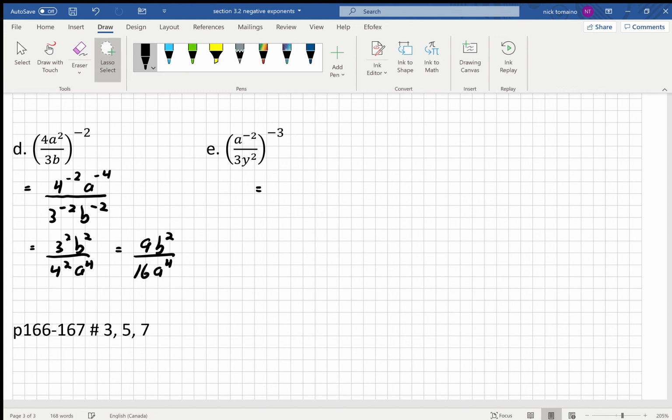And last one for today. Again, we're going to apply it. So we have a to the 6 over 3 to the negative 3, y to the negative 6. And the a to the 6 is going to stay in the numerator because it's a positive power. And then these two are going to come up. So we're going to have 3 to the 3, a to the 6, y to the 6. And then we evaluate. So we're going to have 27, a to the 6, y to the 6.